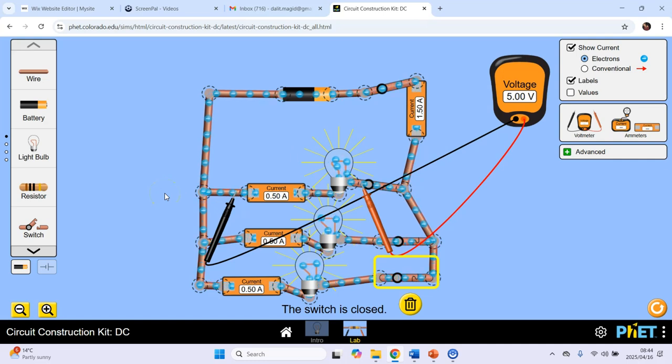I hope that this helps in terms of giving you a visual summary of series circuits and parallel circuits. What we're going to do next is go over past paper questions.